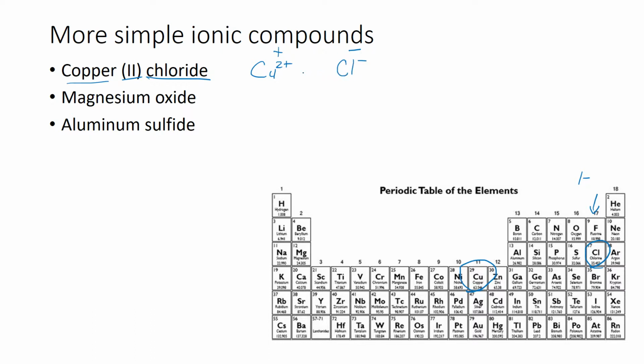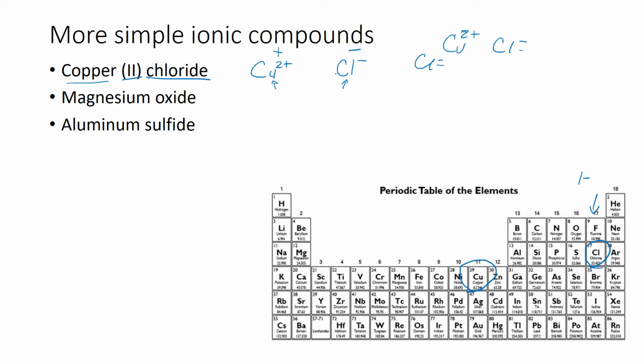Uh-oh, these two don't cancel out. If they don't cancel out, you try to figure out a way in which they do cancel out. So if I have 1 copper and 2 of these chlorides, they will cancel out, right? Does that make sense? Cu2 plus and then Cl minus with another Cl minus. That's 2 minuses, it'll cancel out.